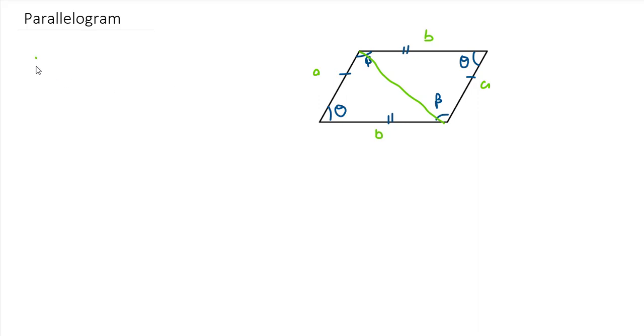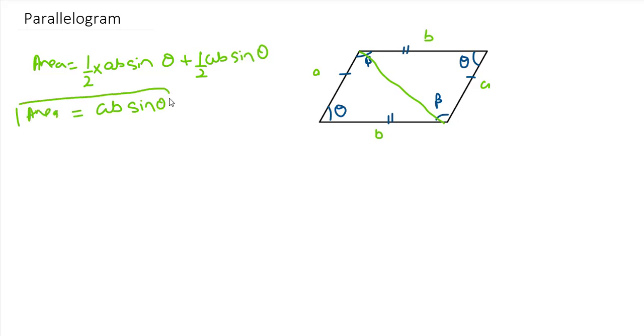So as we know, the area of a triangle is given by the product of the two sides and the sine of the included angle. So it will be half into AB sine theta for this triangle, and for the above triangle also we'll have the same area, half AB into sine theta. This half and half will add up, we'll get A into B sine theta. So this will be the formula for area of a parallelogram.